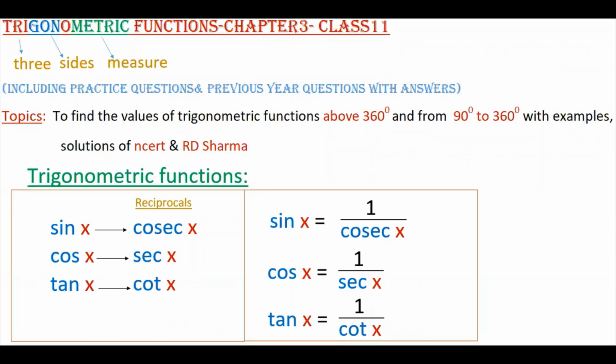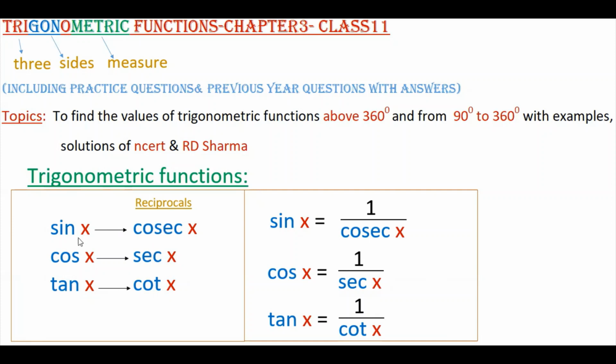Hello everyone. Today I am going to tell how to find the values of trigonometric functions above 360 degrees and from 90 degrees to 360 degrees with examples and solutions of NCERT and RD Sharma. We all know that these are the trigonometric functions we have learned already in the previous year. So sin x, cos x, tan x, cosecant x, secant x, cot x, these are trigonometric functions.